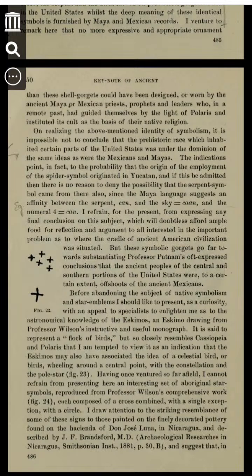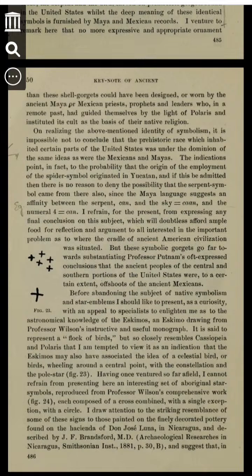The indications point, in fact, to the probability that the employment of the spider symbol originated in Yucatan. And if this be admitted, then there is no reason to deny the possibility that the serpent symbol came from there also, since the Maya language suggests an affinity between the serpent Kan and the sky, Ka'an, and the numeral 4, Kan. You feel me? So in the Maya language, Kan means snake, of course.